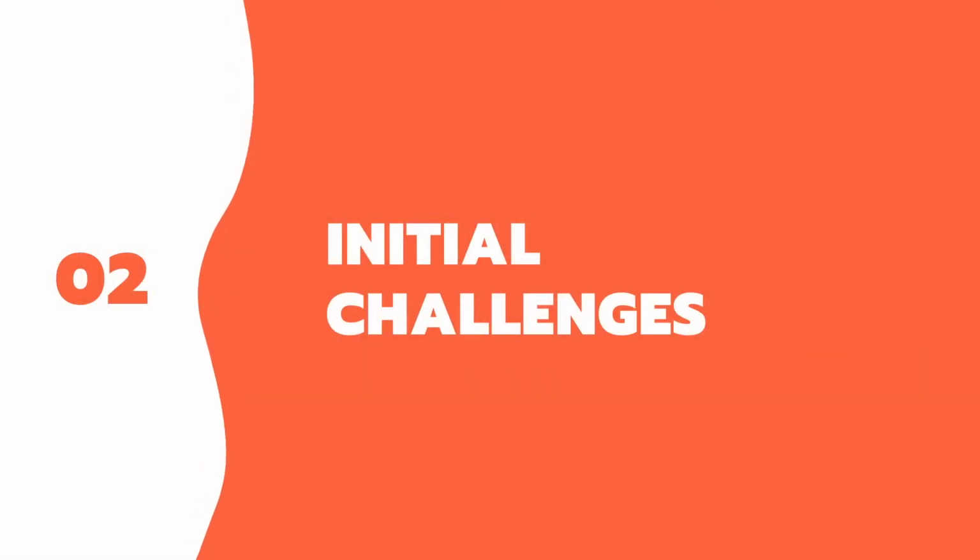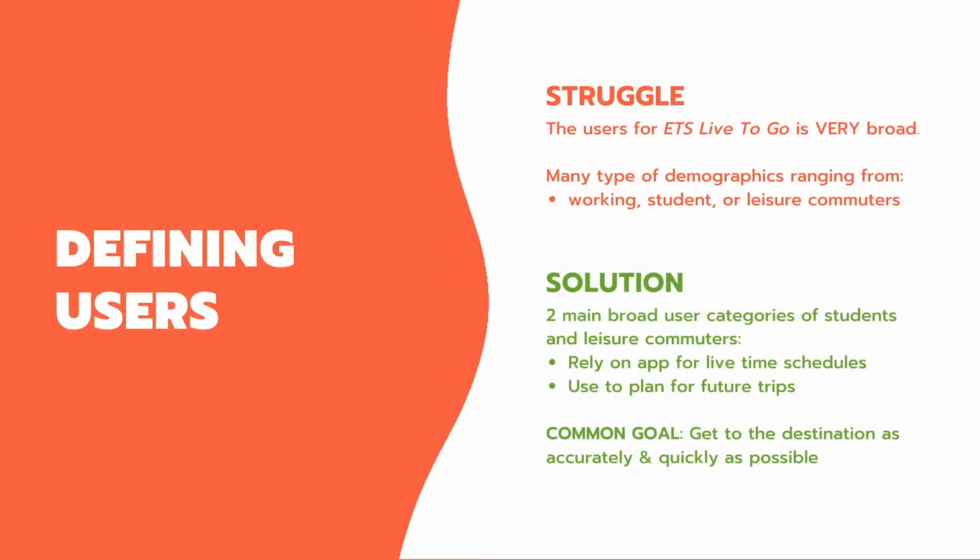The initial challenges. Defining the users. One of the struggles with defining the user is that the demographic that uses this app is very broad. Working people, students, and students out and about all use the ETS Live to Go app. For the purposes of this project, we relied on two broad user categories of students and leisure commuters. Both categories of users are looking for live time schedules and a function to plan future trips, both with the common goal of reaching their destinations as quickly and accurately as possible.